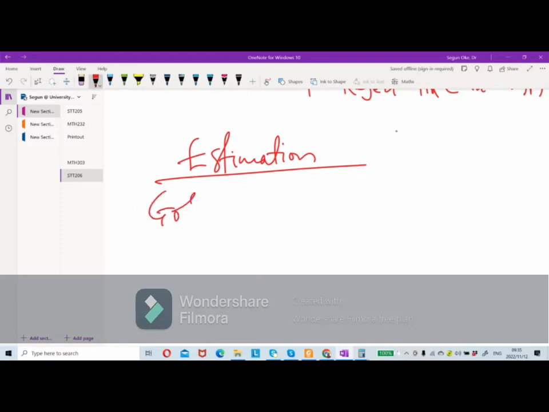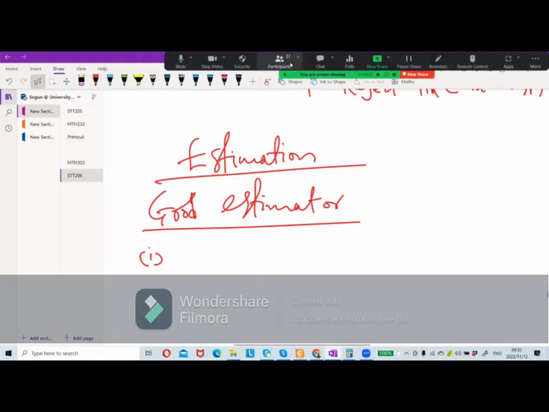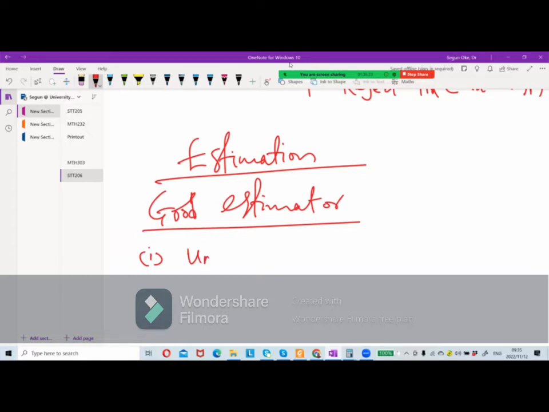Good estimator. One of the good estimator is number one. Who can tell us? How do we know a good estimator? Anybody? I hope you guys are ready for the exam. Unbiased.